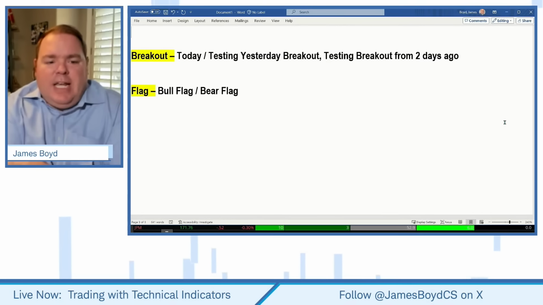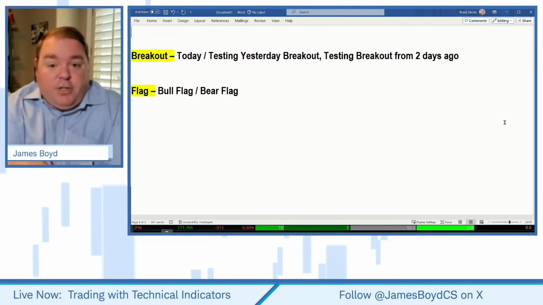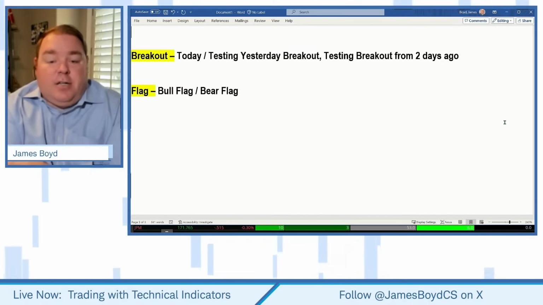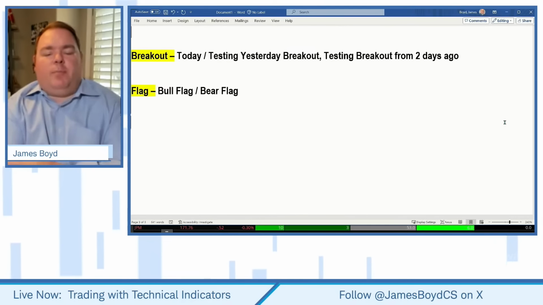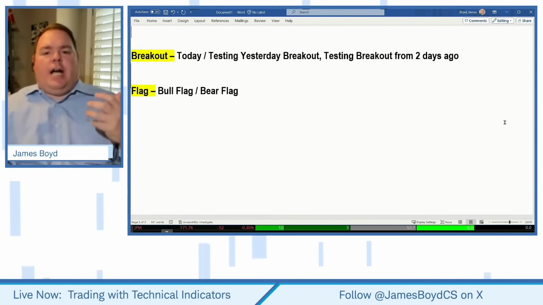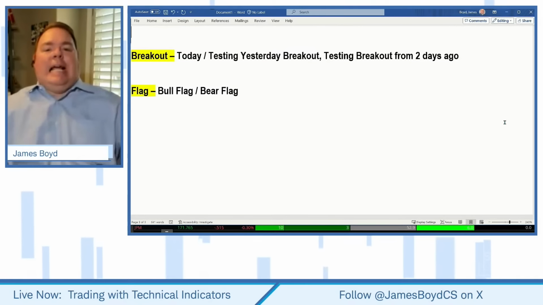Now, when we also see the column of breakout, the nice thing about that is it's telling us: is the breakout potentially today? Was it testing yesterday's breakout? Maybe it's day two of the breakout, or is it retesting it from two days ago? Which is very nice, so you kind of know the timing of it.